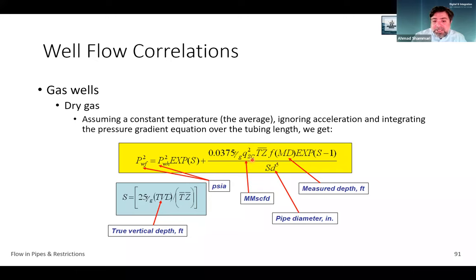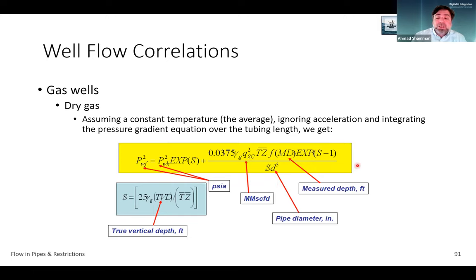So this term here is, if we need to know the gas specific gravity, the flow rate of the gas at standard conditions, this is T and Z also, right? This is the friction factor, this is the measured depth, and then exponent S, the same S minus 1 divided by S d to the power 5. By the way, although this equation looks a bit complex, it's beautiful.